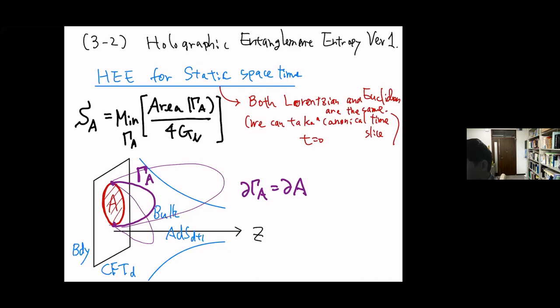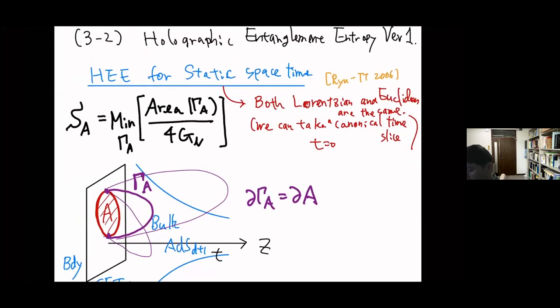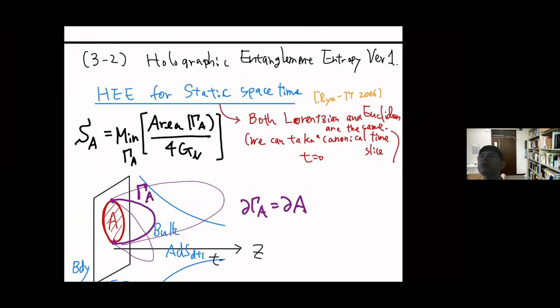This is the first formula, and it is applicable only to a time-independent setup. But the good thing is we can focus on the t equals zero time slice. So everything is Euclidean and looks like hyperbolic space. We can talk about Euclidean geometry, compute the area and minimize it. This is how it works.